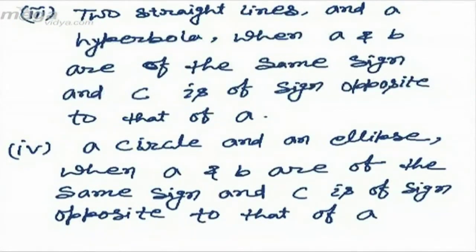Third option is 2 straight lines and a hyperbola when a and b are of the same sign and c is of sign opposite to that of a. And the fourth option is a circle and an ellipse when a and b are of the same sign and c is of sign opposite to that of a. This question was already asked in IIT 2008. So first of all, I am writing here the equation.